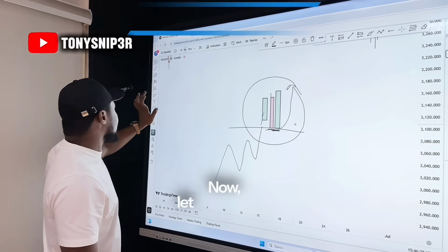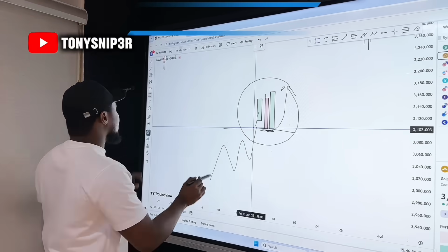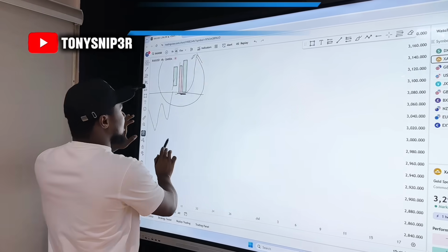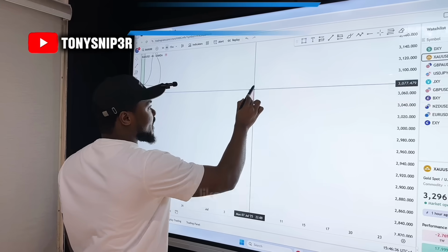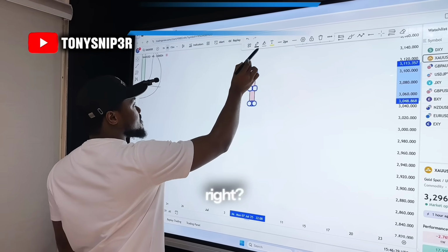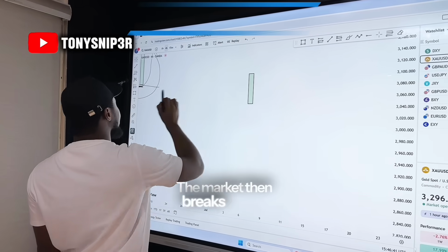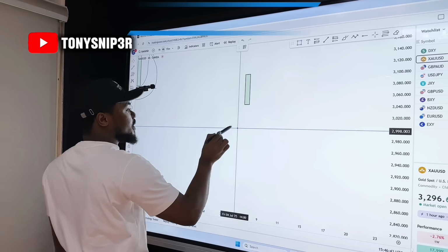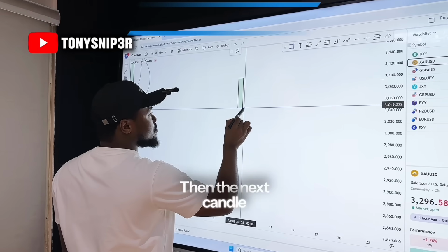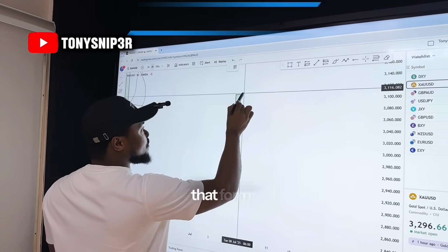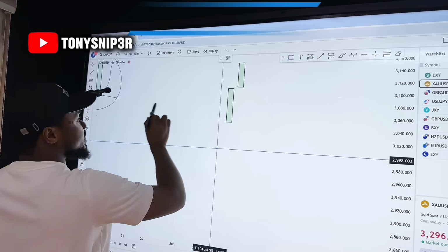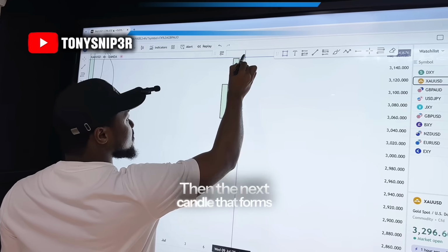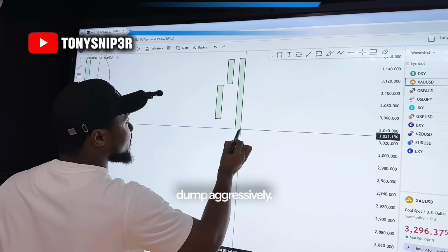Now, let me give you guys another example. Let's say the market then breaks above like this. The market then breaks above like this. Then the next candle that forms pushes above. Then the next candle that forms dumps aggressively.